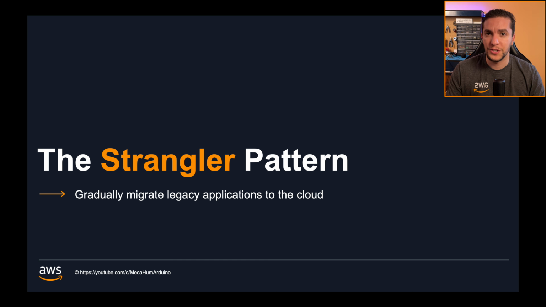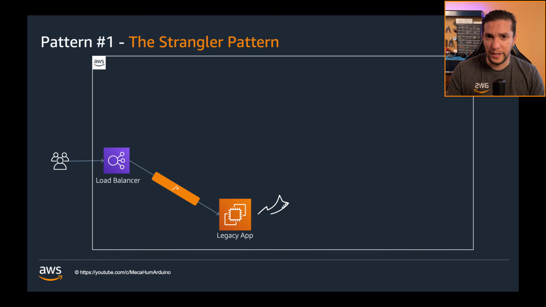Our first one is the Strangler pattern, and this is how it looks. Say you have a legacy application or even a modern solution that is running as a monolith with a load balancer in front of it. And you see the /* here, meaning that all the traffic is being routed to your current legacy application.